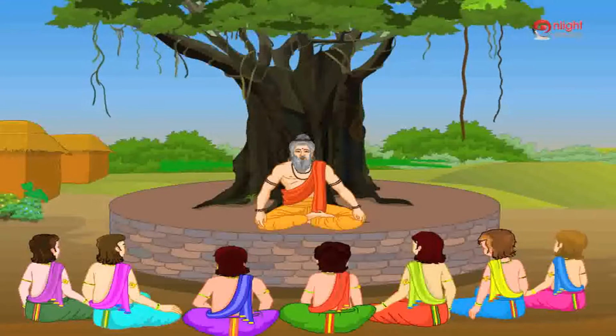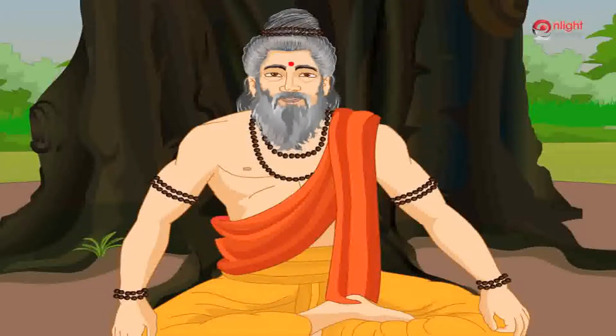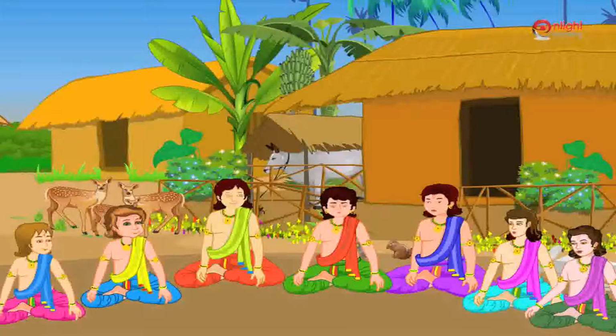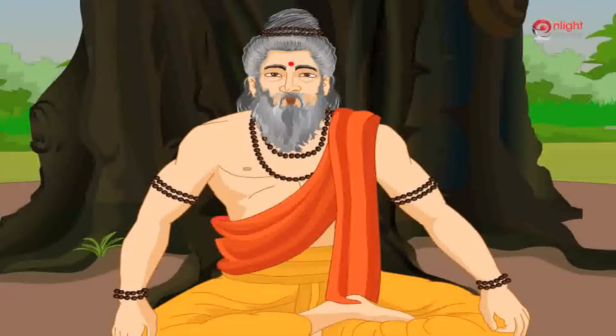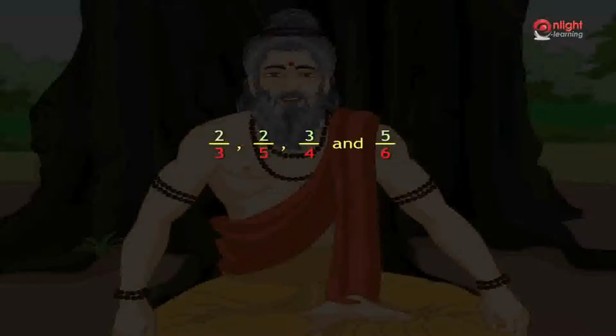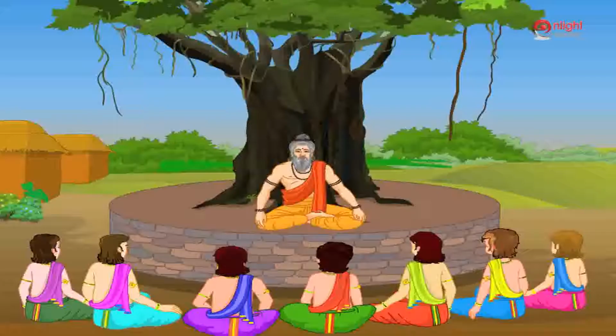Consider the fractions 2 by 3, 2 by 5, 3 by 4 and 5 by 6. What are the denominators of the given fractions? The fractions have different denominators 3, 5, 4 and 6. Yes, all fractions have different denominators. Such fractions are called unlike fractions. The fractions which have different denominators are called unlike fractions.